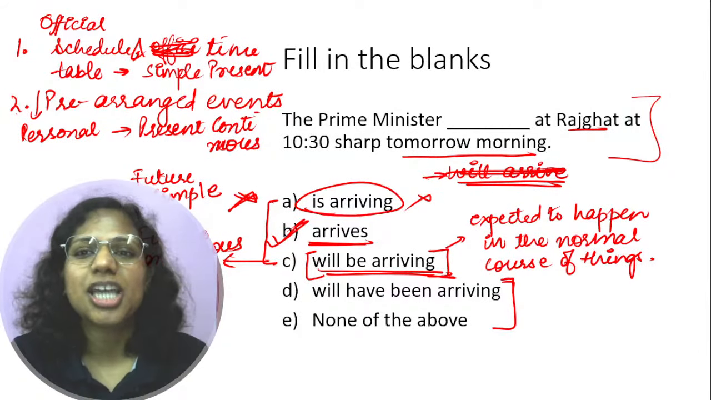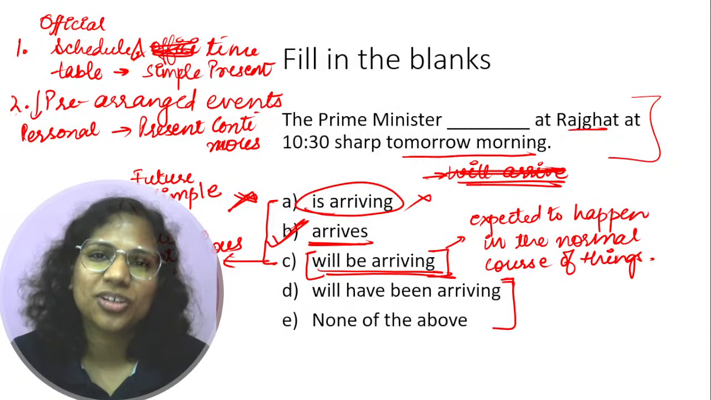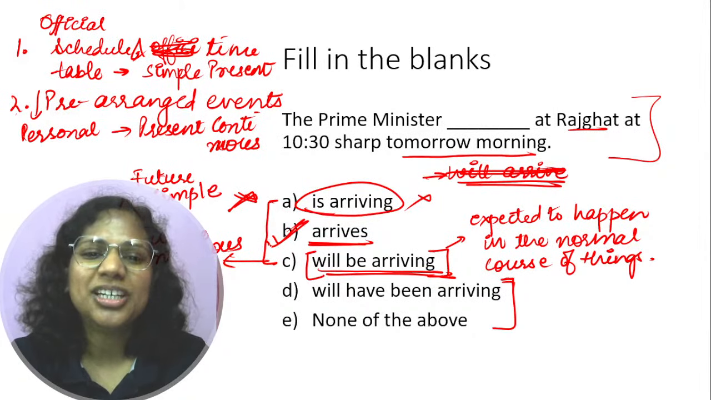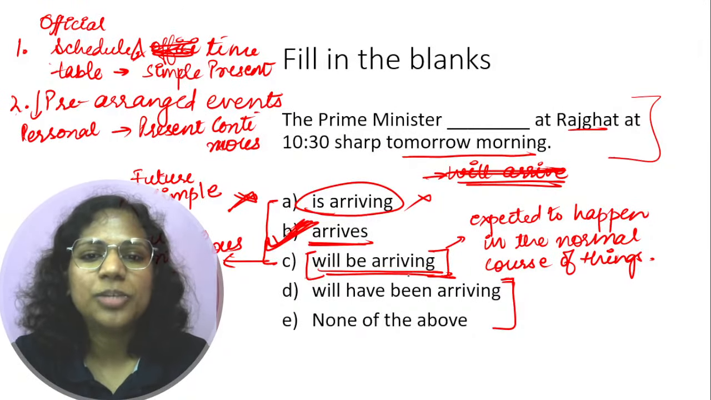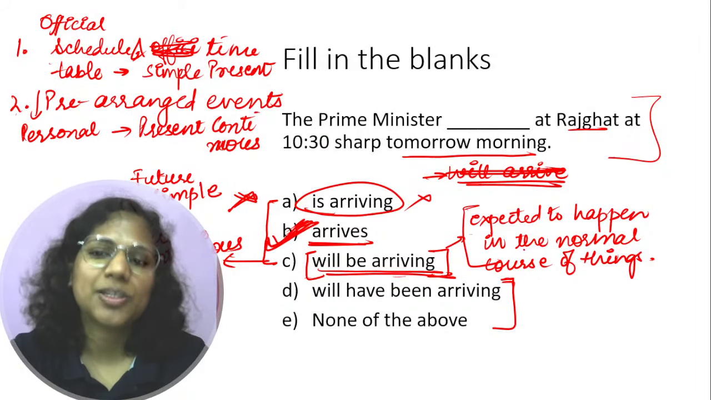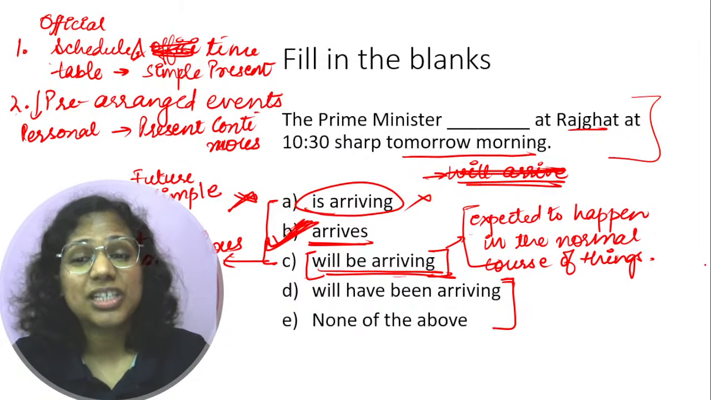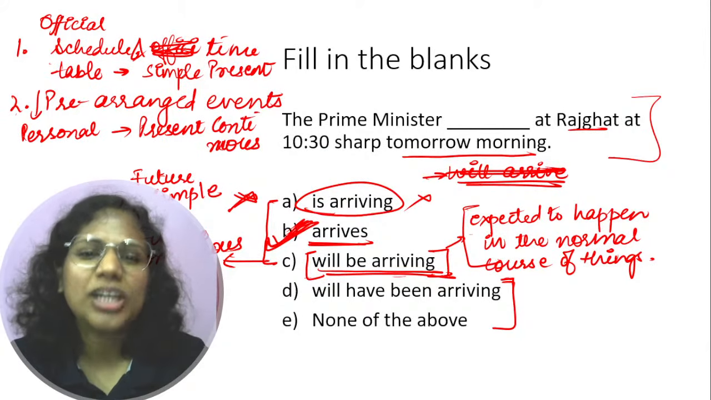That let's say every year the Prime Minister goes to the Rajghat at 10:30 p.m. sharp on a certain day. We don't know that, right? So that's why it should be arrives, official schedule and timetable. This will be arriving structure would have been used if, let's say, it was something that was expected to happen in the normal course of things. I hope this is clear, an important distinction, and you learned one new rule at least.